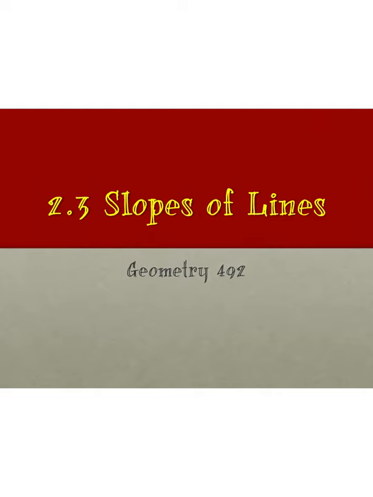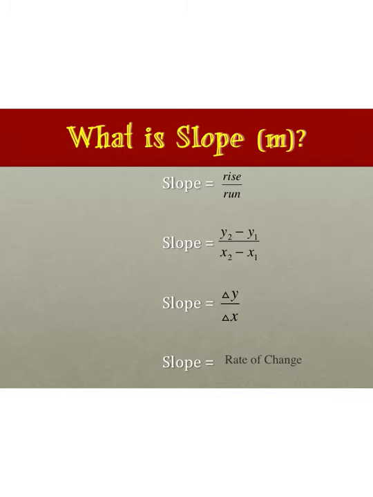Hello, welcome to the notes on 2.3 slopes of lines. This should be a review, for many of you, from Algebra 1. There are a couple different ways to talk about slope. Slope is considered the rise, the vertical change, up and down, over the run, the horizontal change, left and right.